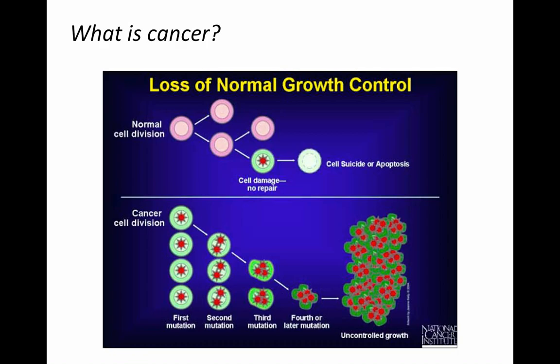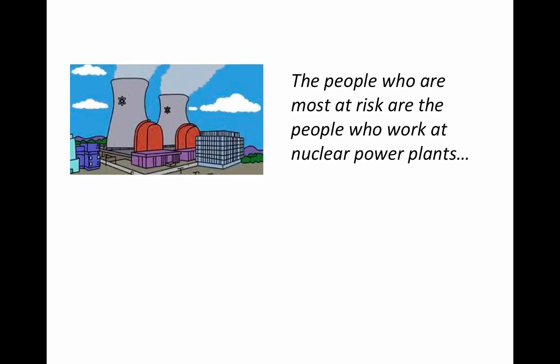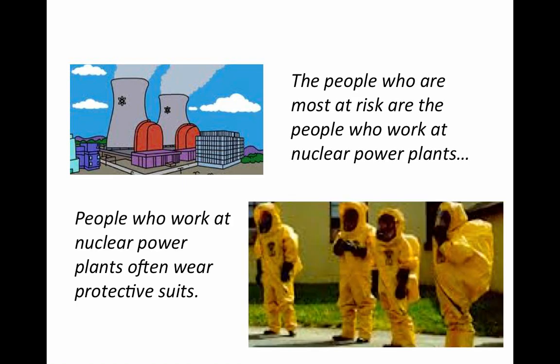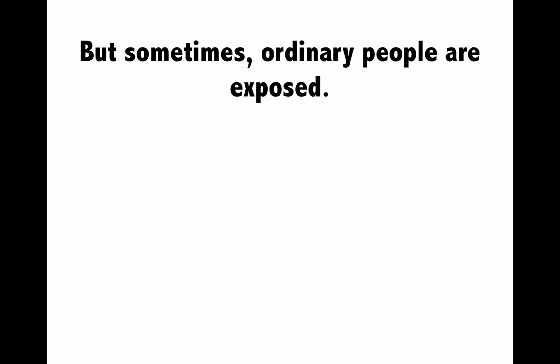So the next question then is obvious. If nuclear radiation can sometimes cause bad things like cancer, how can people protect themselves from nuclear radiation? The people who are most at risk are the people who work at nuclear power plants. These people often wear protective suits that look like this. This keeps them safe. But sometimes, very rarely when accidents happen, ordinary people can be exposed. And ordinary people don't have these types of suits to protect them.